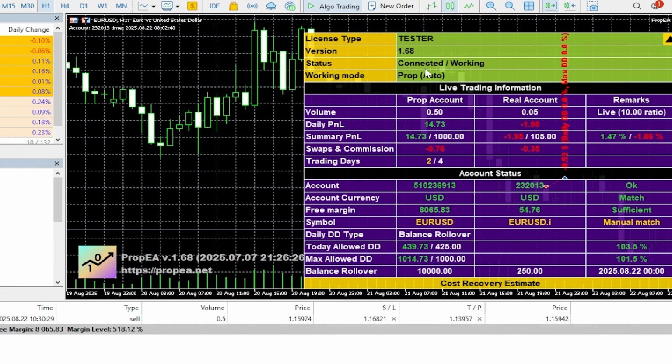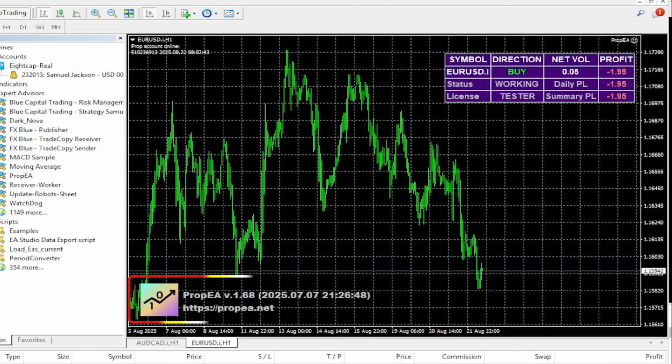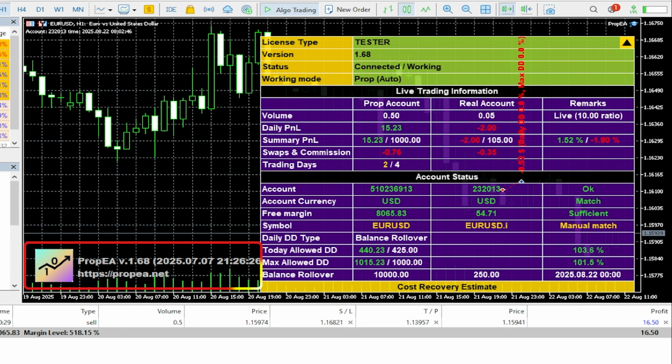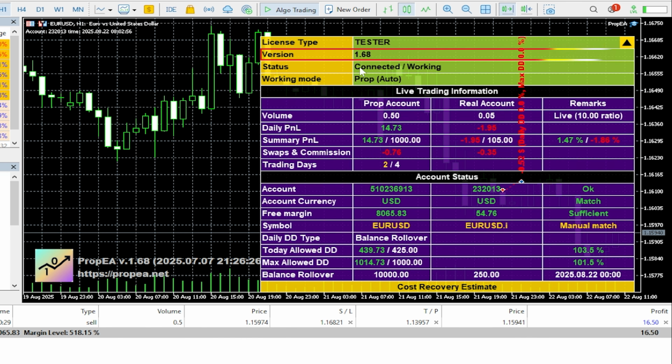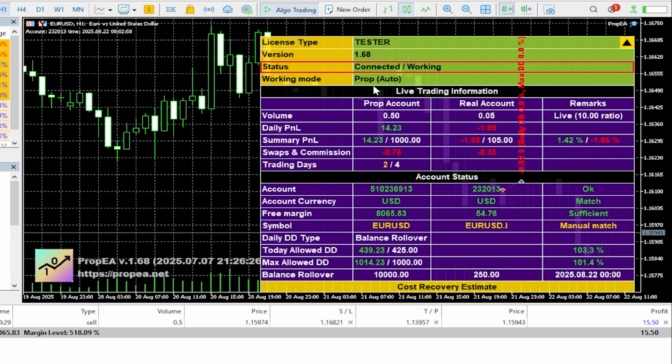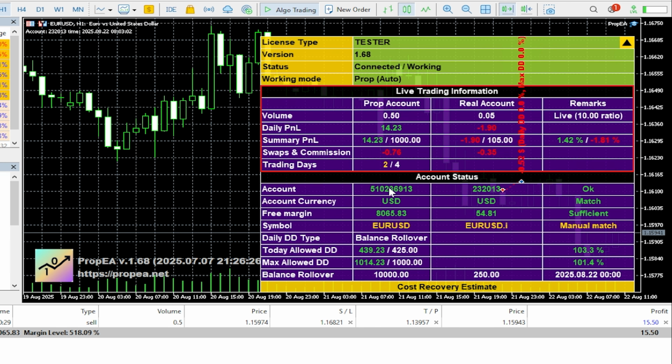And so basically we can see here, this is the same expert advisor on both the hedge and the live, but they're actually running two different trading modes. There's just an option in the beginning to say it's either the prop or the slave. And so we can see straight away, we've got the version, it's telling us that it's connected and working.